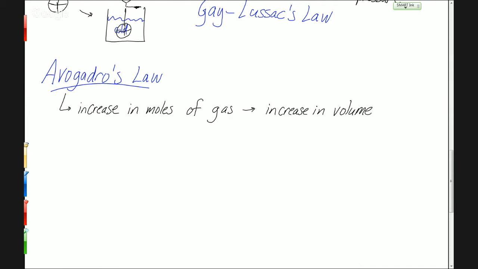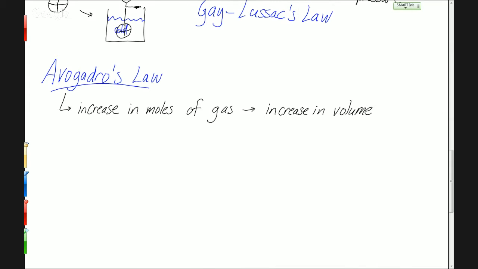So if you put more gas in a balloon, it will get bigger. That one's pretty straightforward. Obviously, if you put more gas in the balloon, it's going to get bigger. Similarly with pressure, if you have constant volume and you put more gas in it, the pressure goes up.